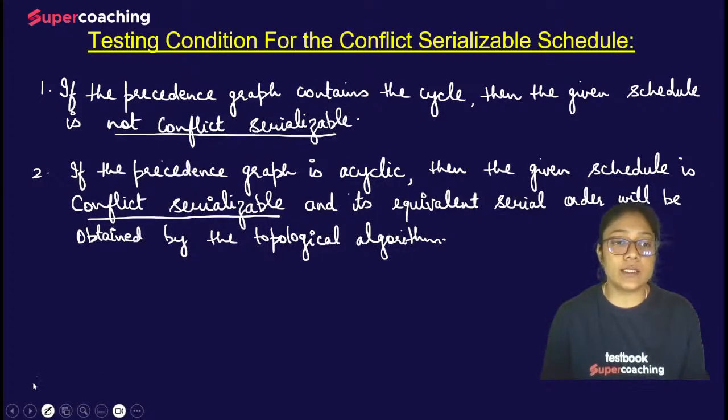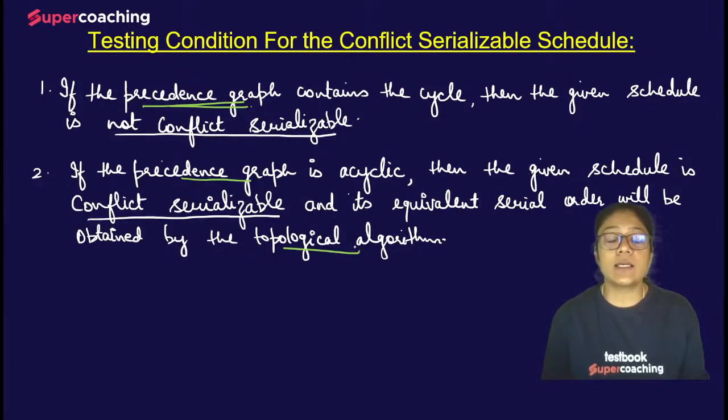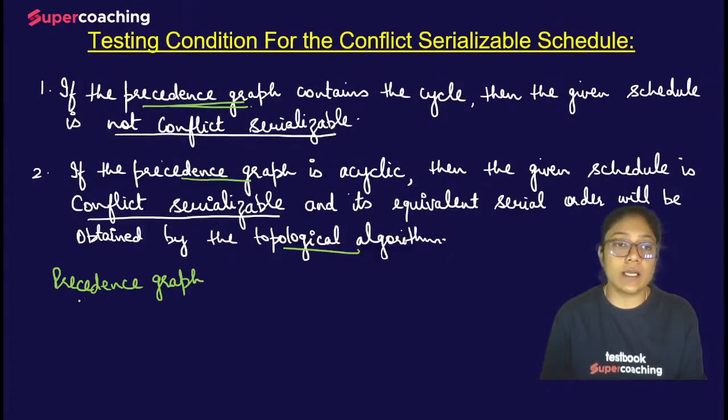Okay, so here I have introduced two more terms. One is the precedence graph and the other one is the topological algorithm. The rest of the terms we have already discussed. So first of all, let's understand what this precedence graph is. Precedence graph is a graph only. And can you tell me what is the definition of a graph? Precedence graph is a kind of graph. We know that a graph is a set of vertices and edges.